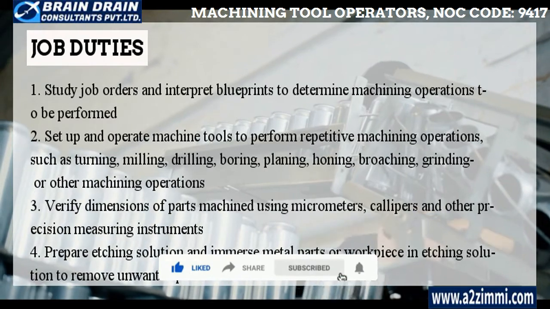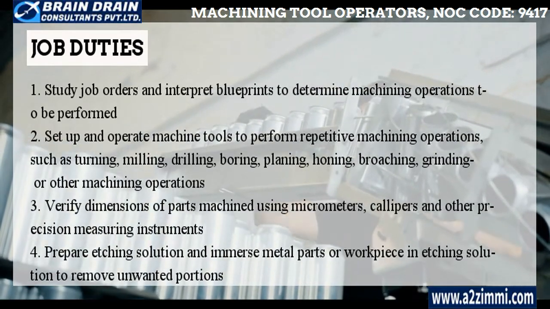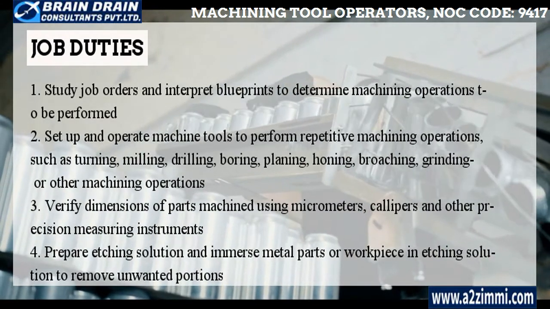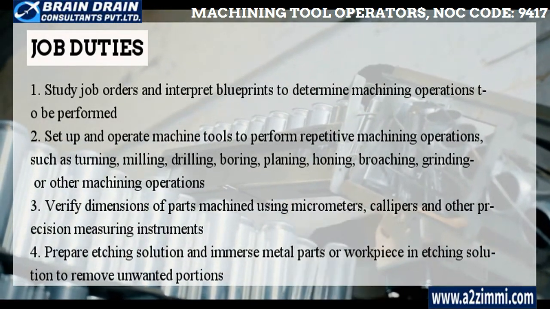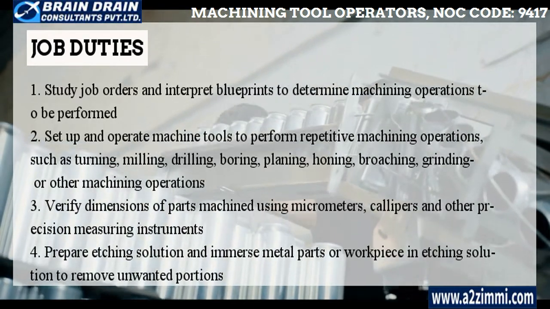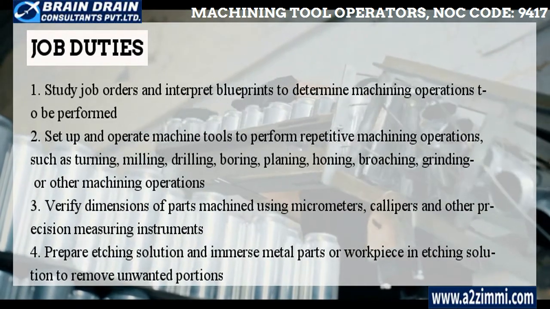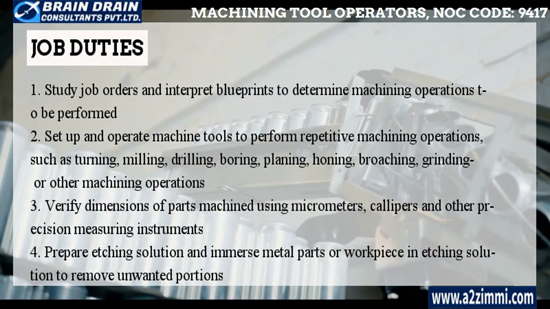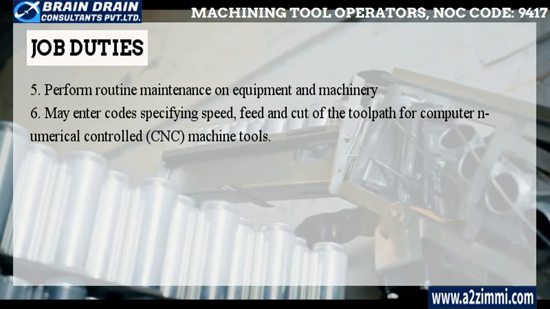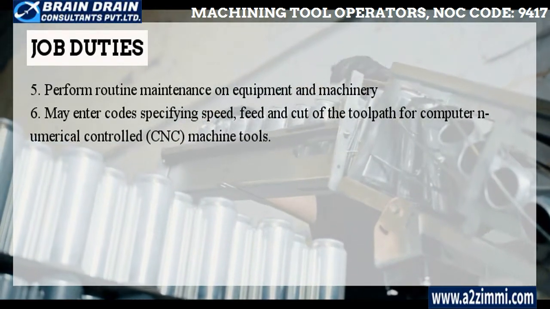Study job orders and interpret blueprints to determine machining operations to be performed. Set up and operate machine tools to perform repetitive machining operations, such as turning, milling, drilling, boring, planing, honing, broaching, grinding or other machining operations. Verify dimensions of parts machined using micrometers, calipers, and other precision measuring instruments. Prepare etching solution and immerse metal parts or workpiece in etching solution to remove unwanted portions. Perform routine maintenance on equipment and machinery. May enter codes specifying speed, feed, and cut of the tool path for computer numerical controlled (CNC) machine tools.